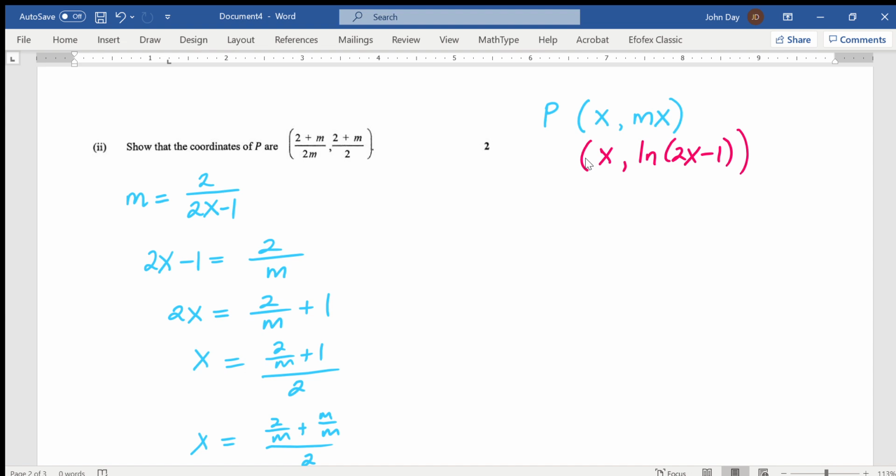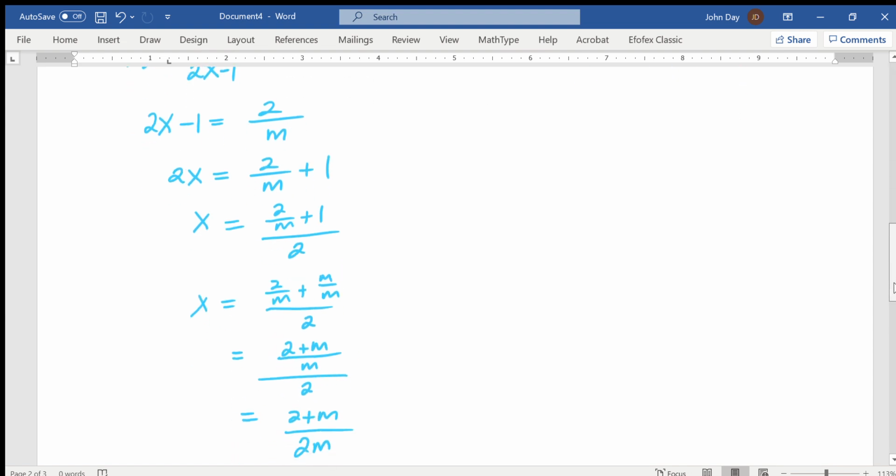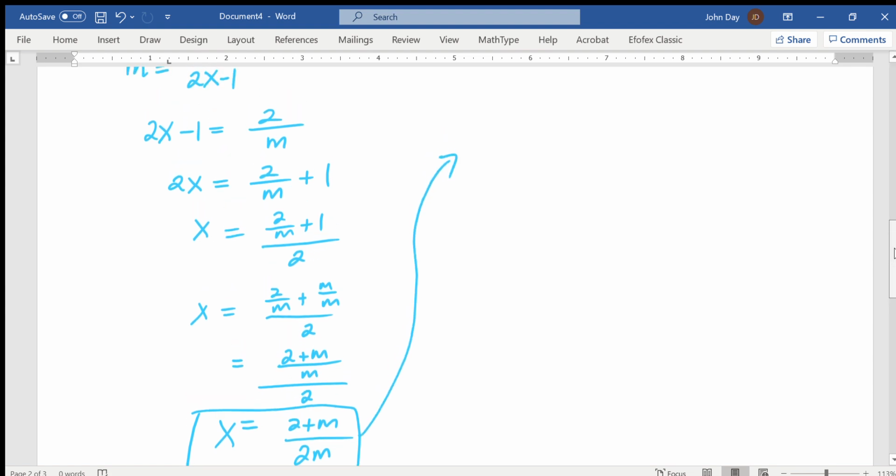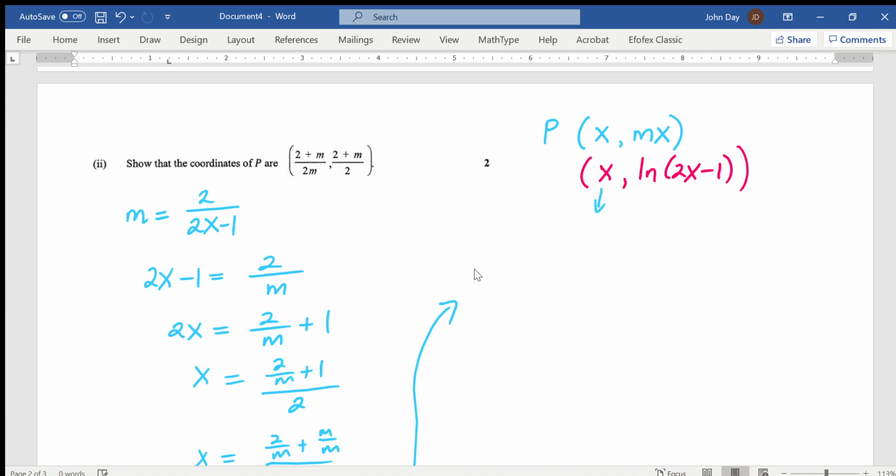I know what x is, I just worked it out. I just worked out what the x value is here, right? x is equal to 2 plus m on 2m. And so now I need to take this up here, 2 plus m on 2m, right? X is 2 plus m on 2m. And I need to decide which version I'm going to use. Well, look at the answer that they're after. Are they wanting anything with natural logs and things hanging around? No, they're not. So it's looking like I'm going to use this version up here.